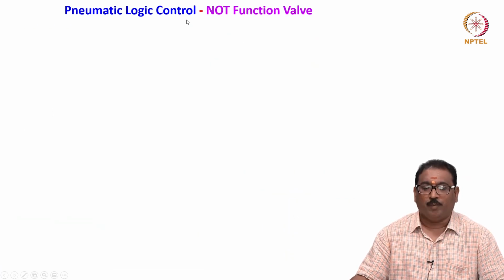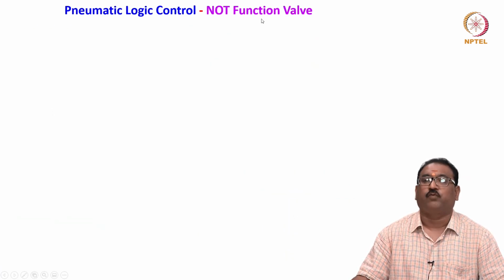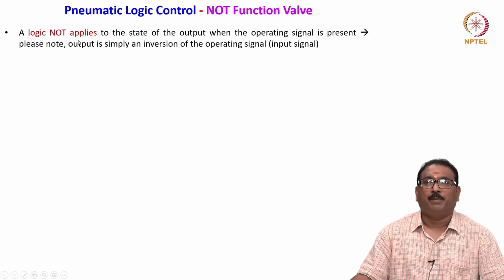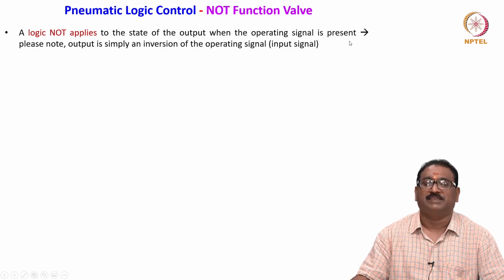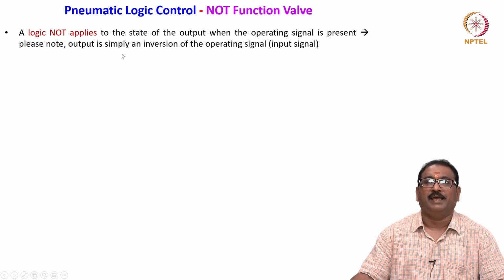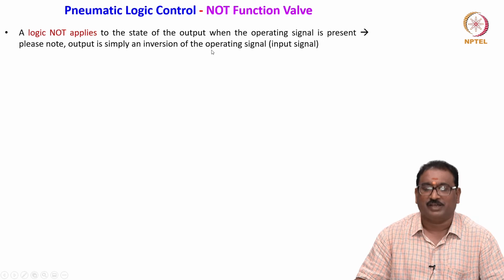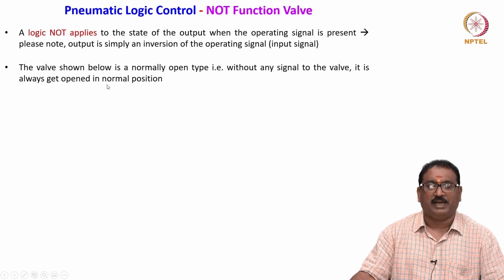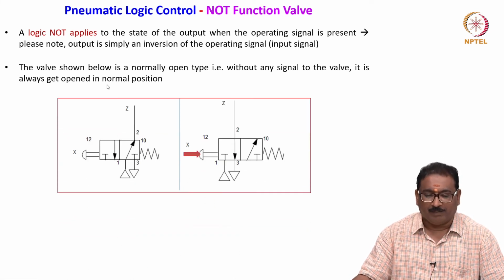Move on to pneumatic logic control, here the NOT function valve. A logic NOT applies to the state of the output when the operating signal is present. Please note, the output is simply an inversion of the operating signal, that is, the input signal. It is an inversion. The valve shown below is a normally open type, that is, without any signal to the valve, it is always open in the normal position.